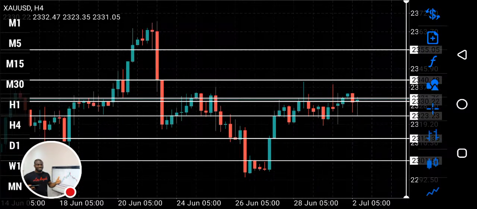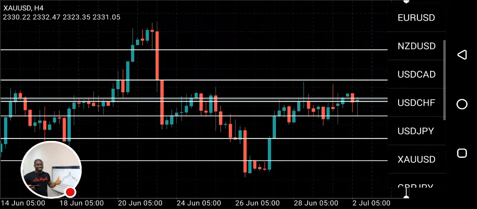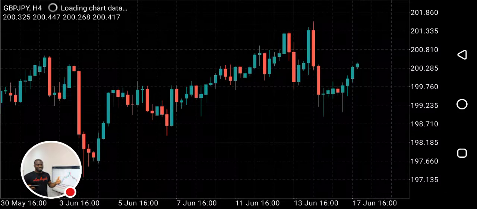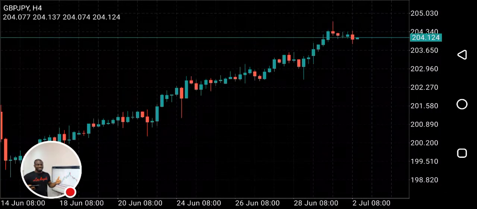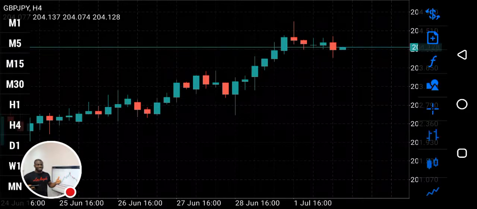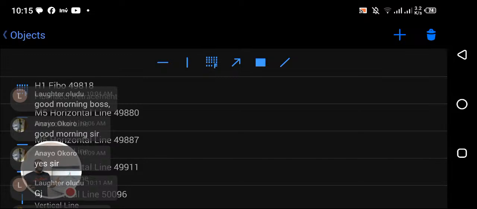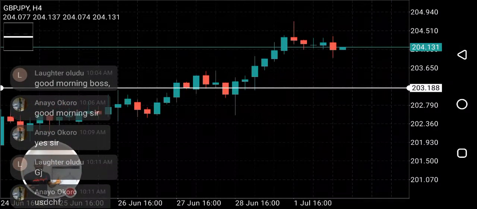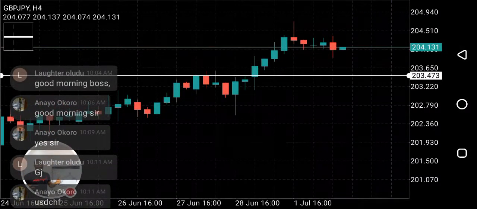Okay, someone said we should look at GJ. Let's see GJ. Like I told you guys yesterday, GJ is bullish, but we could see price pull back. As you can see, that was what I told you guys yesterday. Price is likely going to pull back. So where is it going to pull back to? I think a fair value gap was created here. You can see.